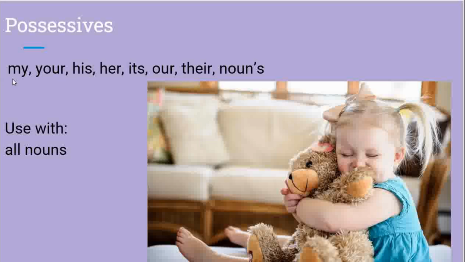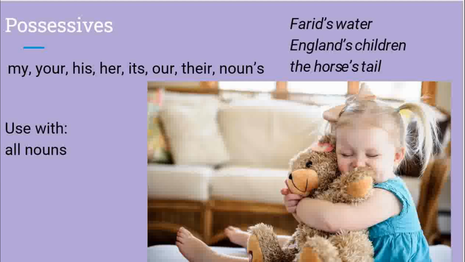Those are possessive adjectives. We can also make a possessive with a noun plus apostrophe s. For example, Farid's water, or England's children, or the horse's tail. We can use possessives before any noun, singular, plural, or non-count.